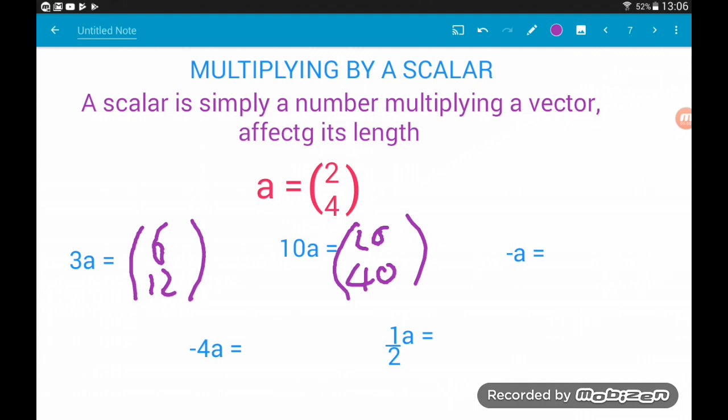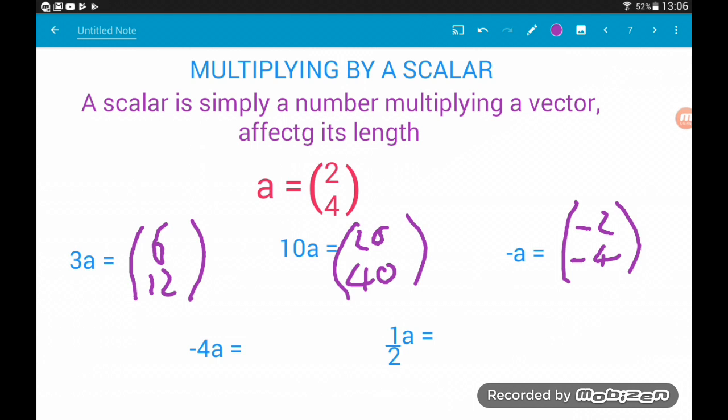What about minus A? So what we're doing here, we're multiplying our vector by minus 1. So minus A is just going to be minus 2, minus 4. So if you have a negative of a vector, that means that you go the opposite way along it. So the vector A equals 2, 4 would tell us to go 2 places to the right and then 4 places up. The vector minus A, which is minus 2, minus 4, tells us to go 2 places to the left and then 4 places down. So it would get us back to our starting point because we're going backwards along the vector.